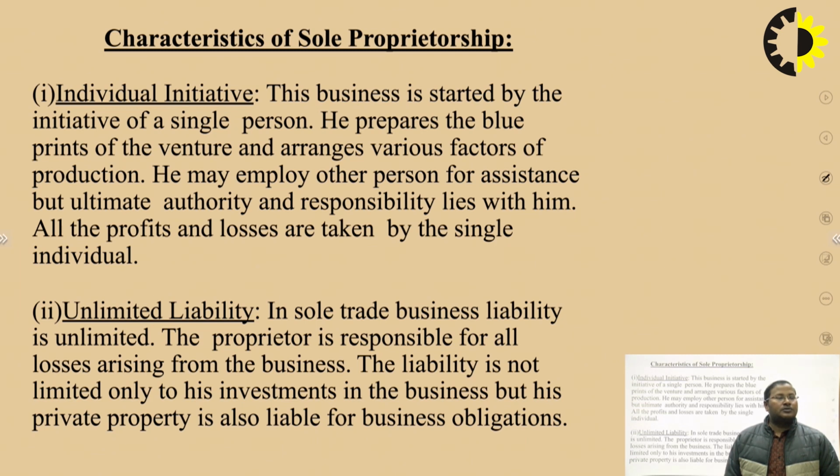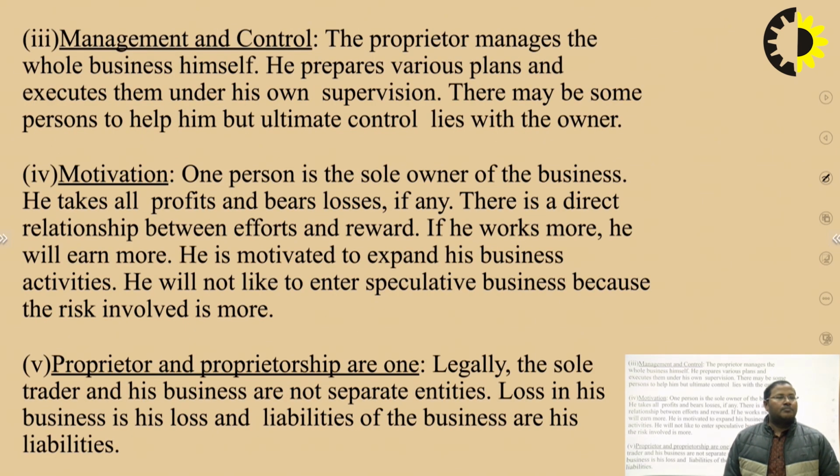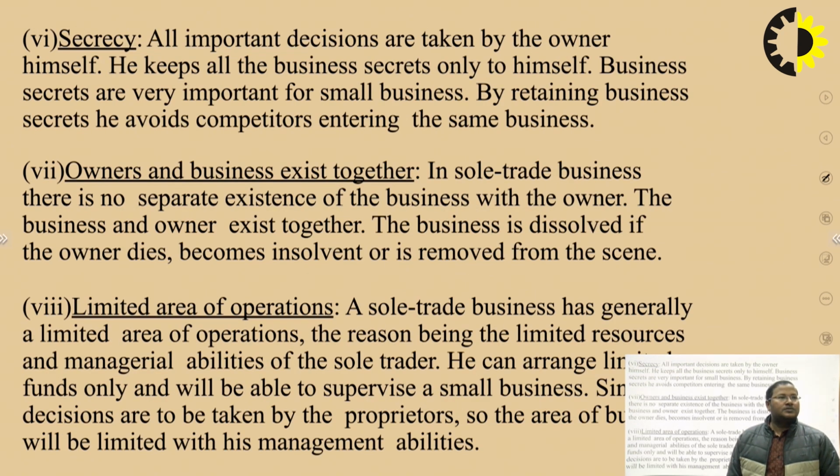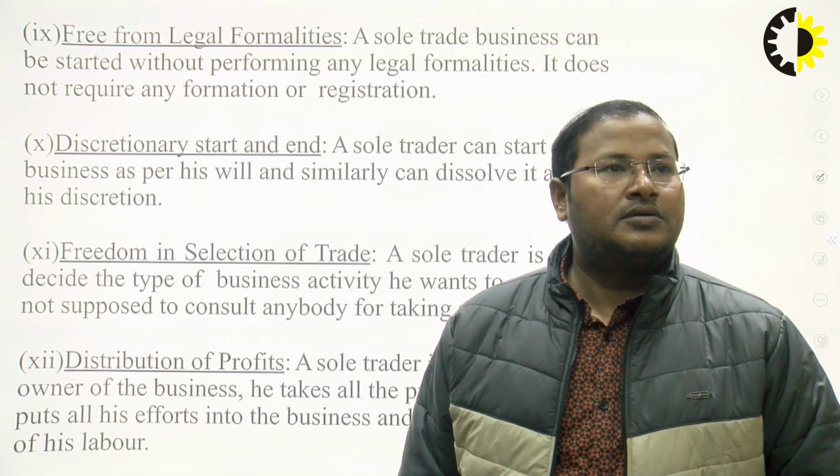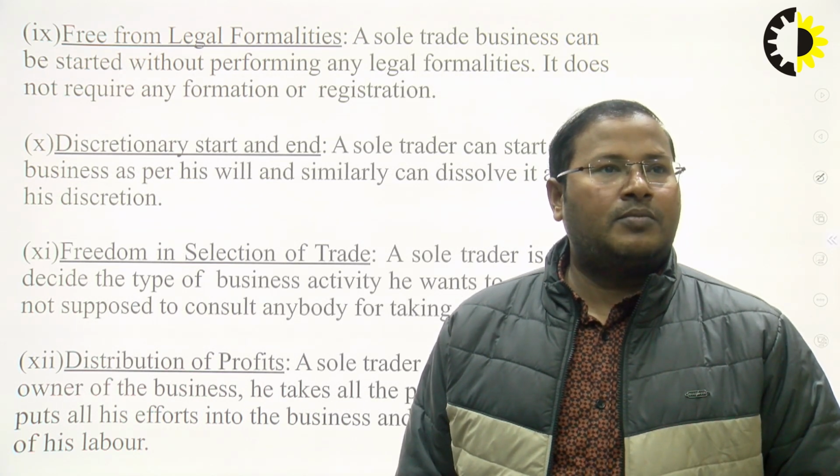Characteristics of sole ownership. It is an individual initiative, with unlimited profits and liability, management and control, and motivation is always behind this. Proprietor and proprietorship are a single person. Secrecy, owner and business exist together. Limited area of operations. Free from legal formalities.